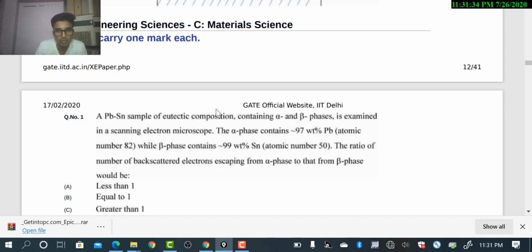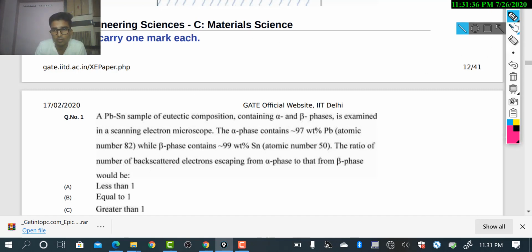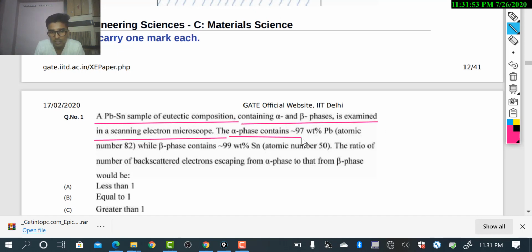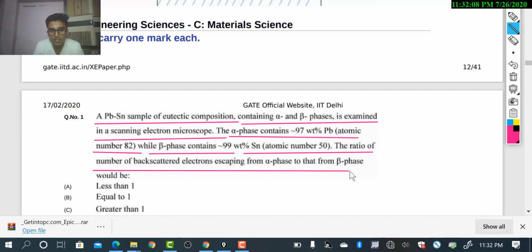So the first question is, I think, asked from the scanning electron microscopy concept. So basically what's the question all about? A Pb-Sn sample of eutectic composition containing alpha and beta phases is examined in a SEM. The alpha phase contains 97% Pb, the atomic number is 82, while beta phase contains 99% Sn, atomic number is 50. So the ratio of the number of backscattered electrons escaping from alpha phase to beta phase.